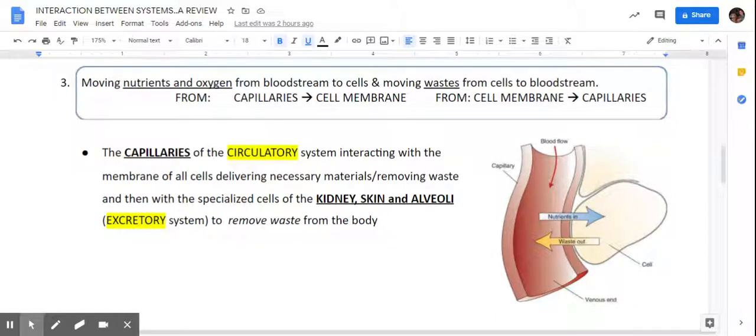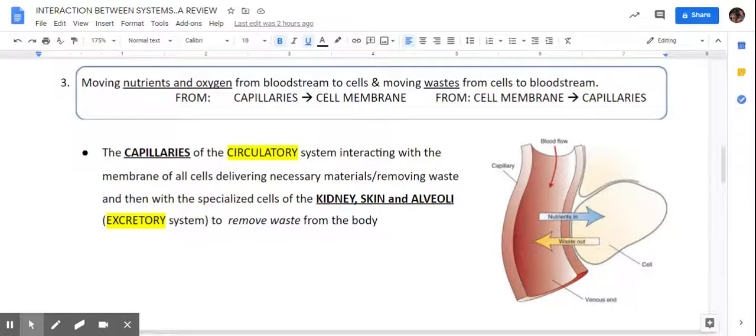This video is going to show you one last interaction between our body systems, and it's also going to show you how our circulatory system relates with our cells individually. In this case, we're talking about moving nutrients and oxygen into our cells. Remember, previously we talked about the nutrients coming in and going into the villi to get into the blood, and the oxygen coming in into the alveoli and getting into the capillaries of the blood. We're now talking about the next step, how they get from those capillaries into the cells.